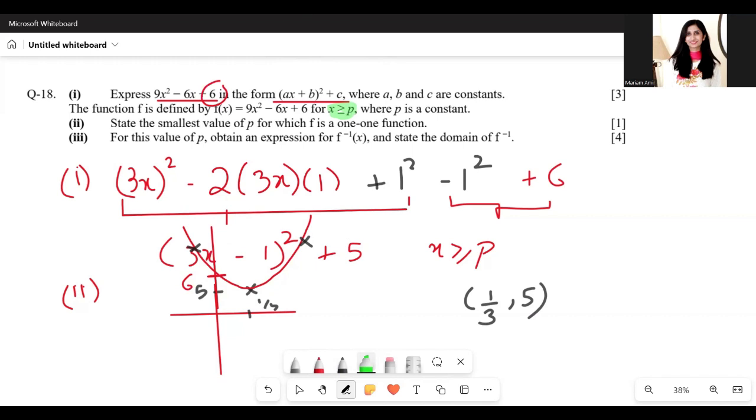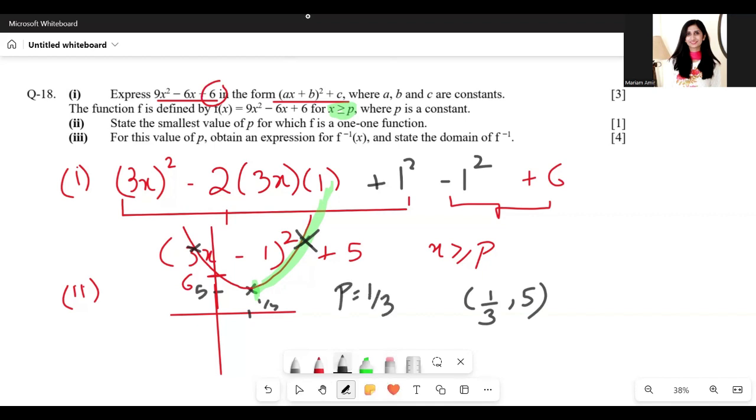We have to find the smallest possible value of p. So the smallest possible place this function can start from so that it becomes a one-to-one function, or so that the horizontal line test passes. Because now, if you're only looking at the green line, the horizontal line only cuts the green line at 1 point. So now it's a one-to-one function, and the minimum value that p can take is going to be 1 over 3. So p equals 1 over 3.